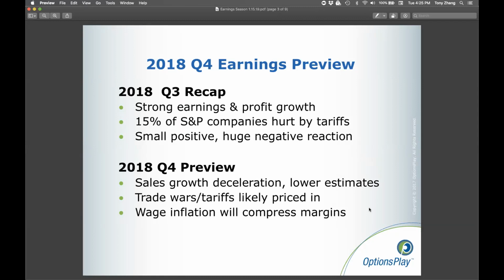The last thing to also look at in Q3, and this is a theme that we've been talking about since pretty much Q1 of 2018, is that companies that beat their earnings had small positive moves. However, companies that missed their earnings had huge negative moves. And this is typical of a late bull cycle.